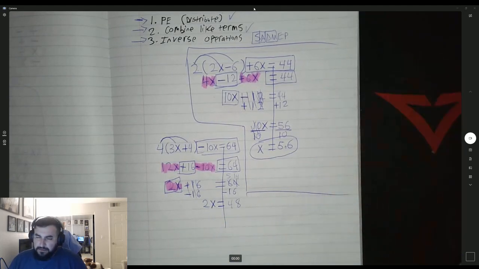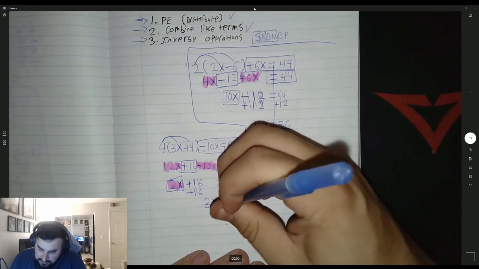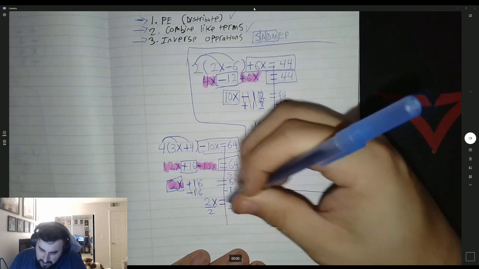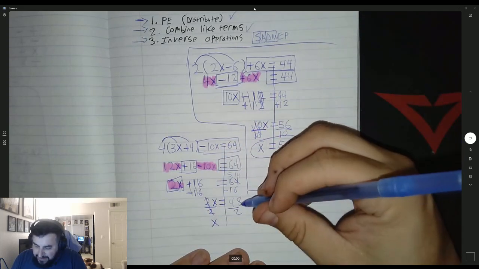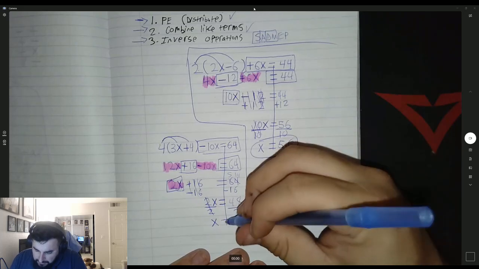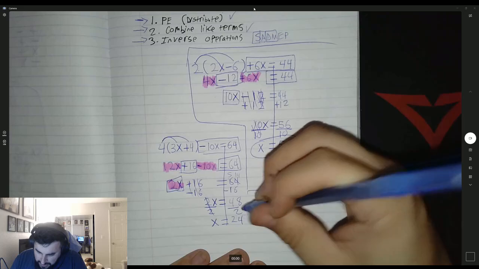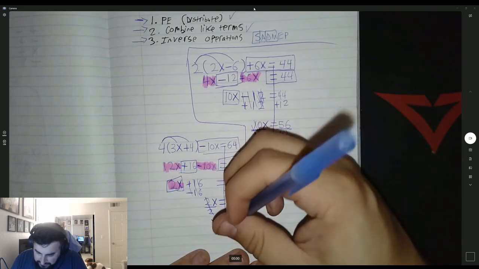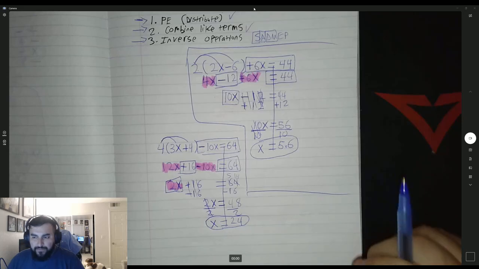So opposites. The opposite of multiply is to divide. It's multiplying by 2, so I divide both sides by 2. These turn to 1x. And 48, divide that by 2, equal sign, becomes what? 24. Because half of 48 is 24. So there is my answer. x is equal to 24.